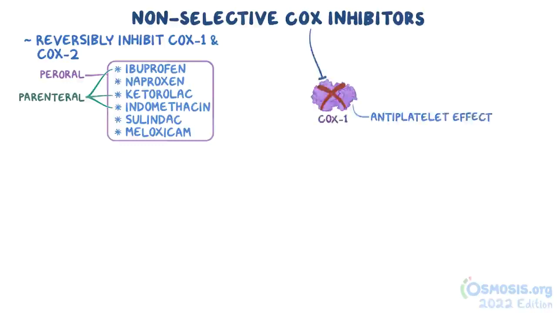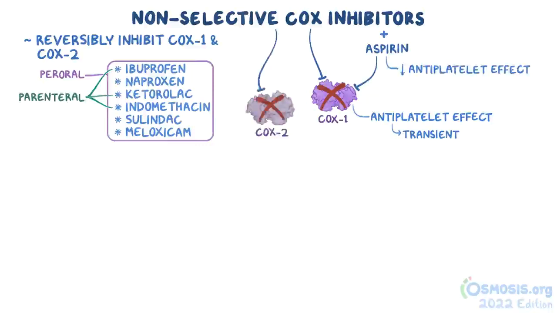But because they're reversible inhibitors, their effect is transient, so they won't provide the same benefit as aspirin. If taken together with aspirin, they will even compete for the binding sites on COX-1, which results in a decrease in the antiplatelet effect of aspirin. Next, these medications also inhibit COX-2, which reduces inflammation, pain, and fever. So, they have the same indications as aspirin.